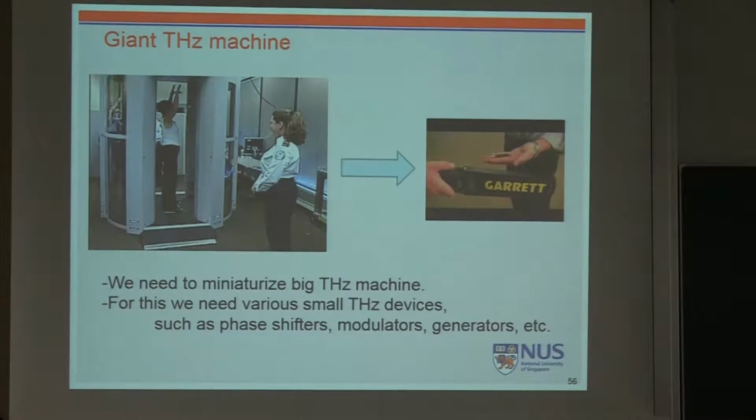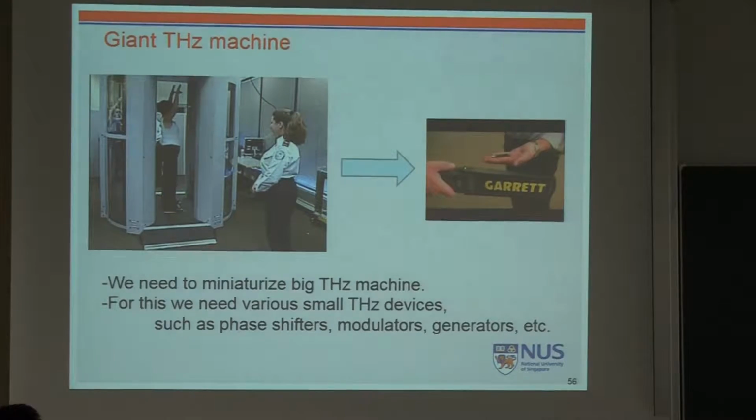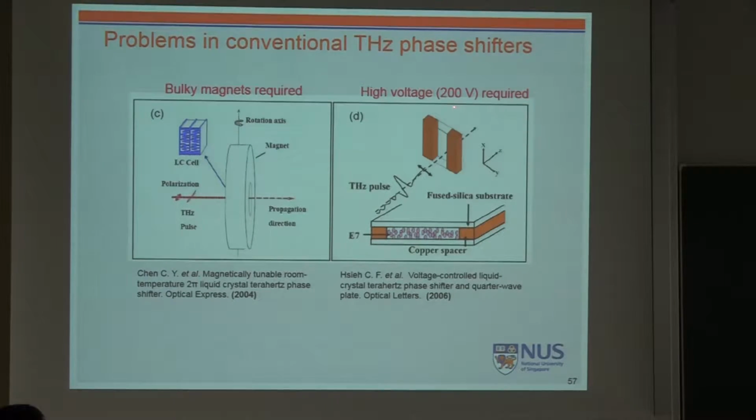So this is our aim. And for this, we need a terahertz phase shifter, terahertz modulator, terahertz generator in a very small form factor. If you look at the modern terahertz phase shifter, for example, it uses a bulky magnet, which is about 200 to 300 kilograms, very giant. That's why the machine should be this size. The other option is to use very high voltage in this fashion, because the terahertz beam in nature has a wavelength of about a millimeter, basically hundreds of micrometers, so the device contact distance should be separated at least that much. When you shine the terahertz beam like this and apply an electric field, we can modulate the phase. But because of the large separation, we have to apply very large voltage.